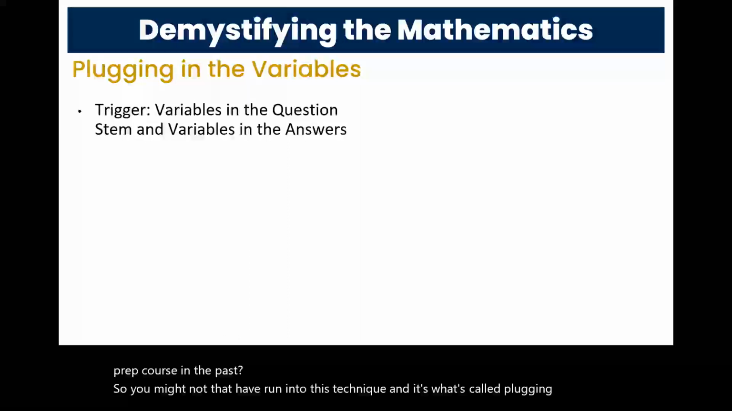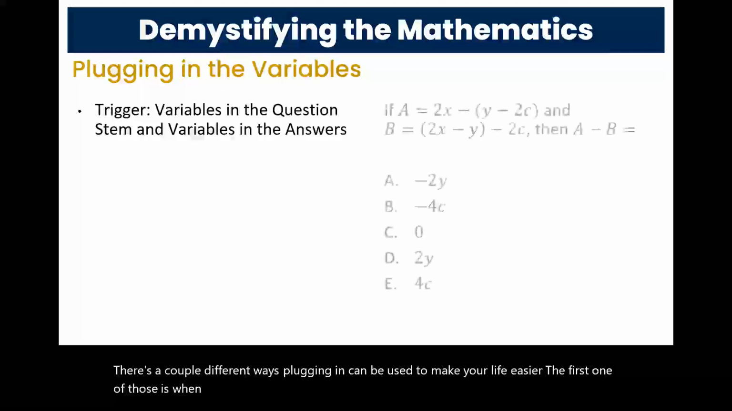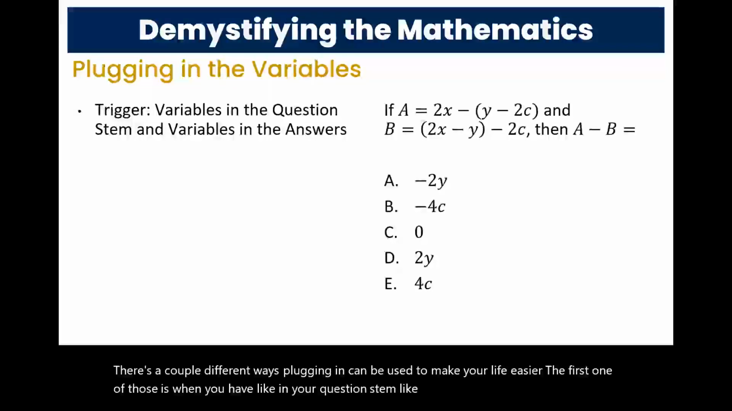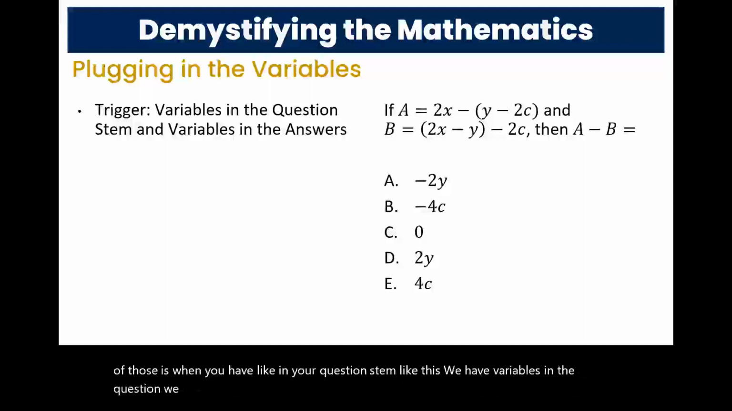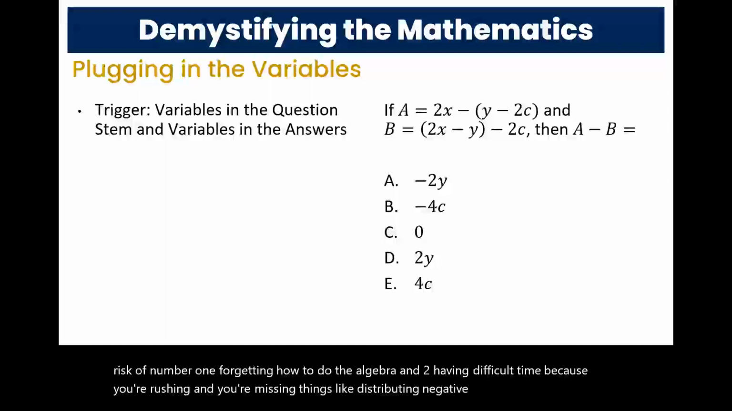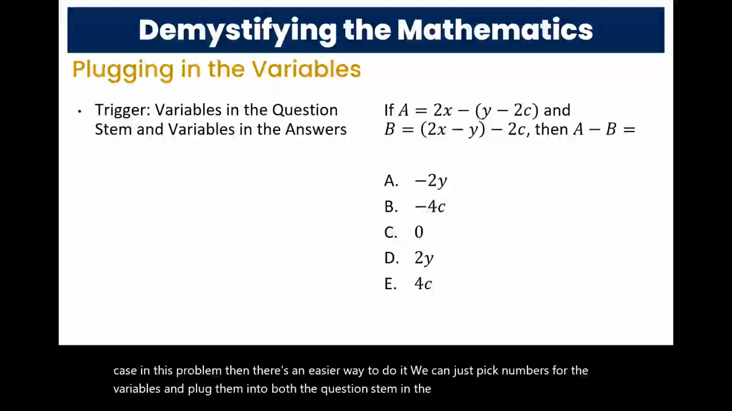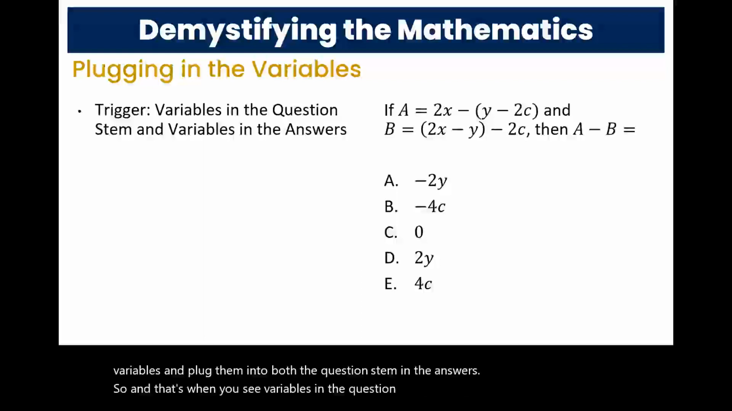There's a couple of different ways plugging in can be used to make your life easier. The first is when you have variables in the question stem and variables in the answers. Rather than doing the algebra, which runs the risk of, number one, forgetting how to do the algebra, and number two, having a difficult time because you're rushing and missing things like distributing negative signs, which would be the case in this problem, there's an easier way. We can just pick numbers for the variables and plug them into both the question stem and the answers. That's when you see variables in the question stem and variables in the answers.